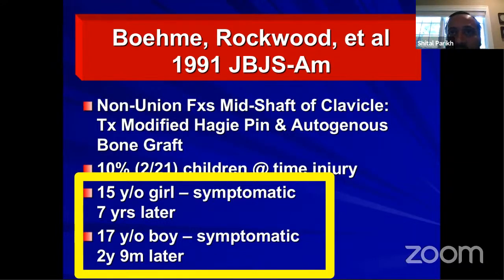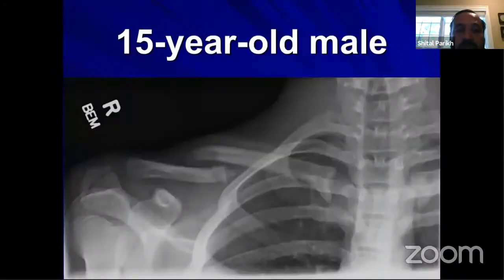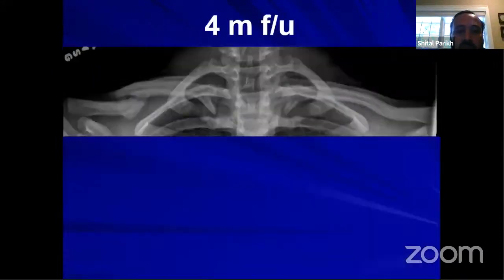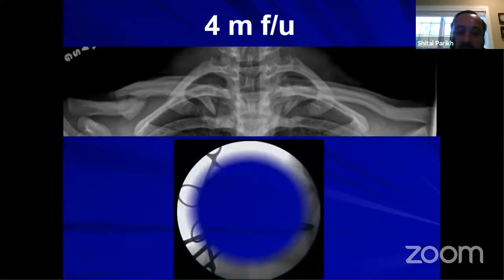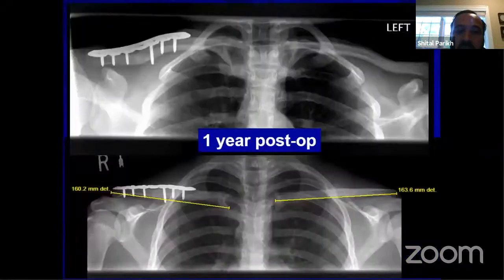That is not an indication to offer surgery to all patients, but if there is a non-union, then of course they would need something, especially if it's a symptomatic non-union. They would need surgical treatment. So you need to make the family aware of the possibility of non-union. Here is a 15-year-old male treated at our institution at 4 months follow-up. There was a painful non-union, and the patient underwent surgical treatment. So it does happen. It happens in younger patients as well.